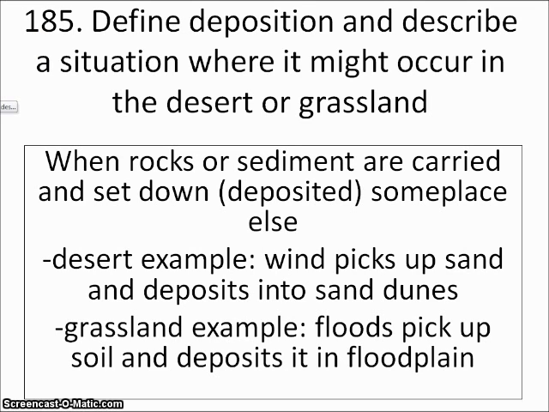Define deposition and describe a situation where it might occur in the desert or grassland. Deposition is like making a deposit when rocks or sediment are carried and set down or deposited someplace else. A desert example would be wind picks up sand and deposits it into sand dunes. And a grassland example is floods pick up soil and deposits it into a floodplain.